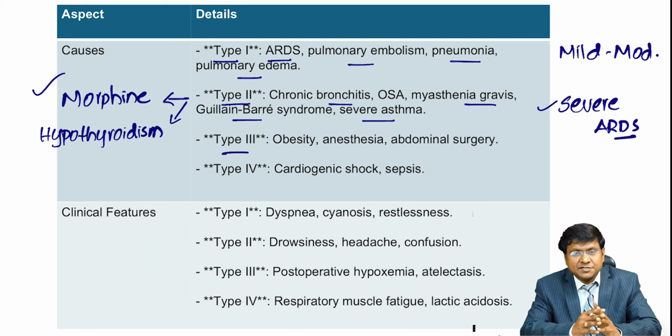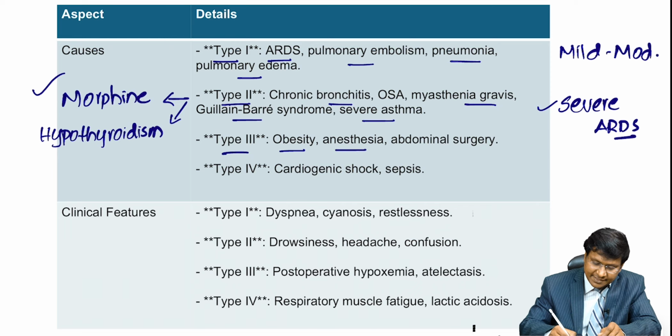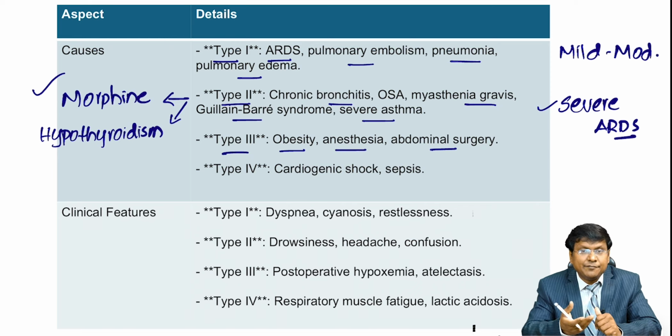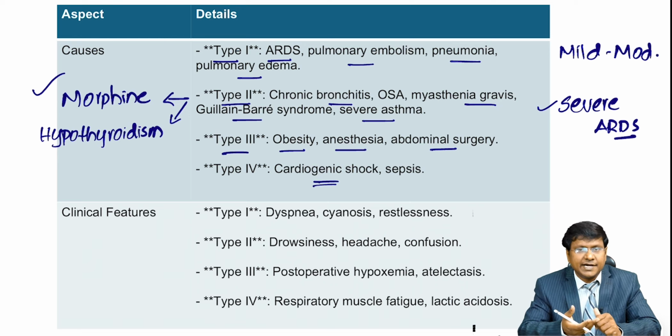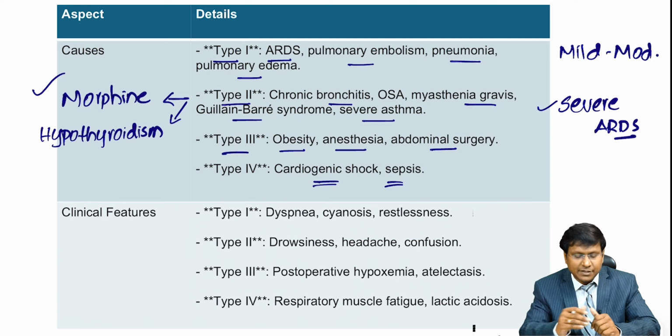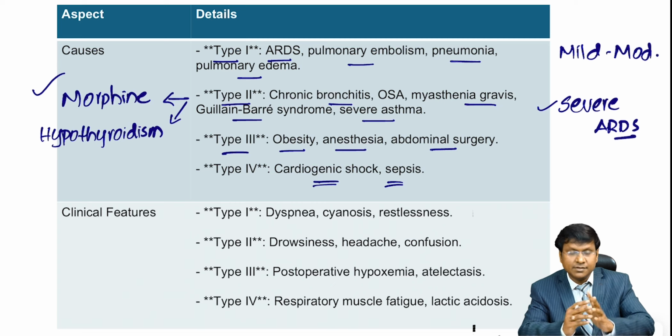Then coming to type 3 respiratory failure, as I have already said, it is perioperative respiratory failure, due to lung atelectasis. The etiology for type 3 will be obesity, anesthesia, and abdominal surgery. And type 4, as I have already said, is due to cardiogenic shock, where the respiratory muscle perfusion will be reduced. This cardiogenic shock could be due to coronary artery disease, or secondary to cardiomyopathies. Even in cases of sepsis, the respiratory muscle perfusion will be reduced, and that also constitutes type 4 respiratory failure. So this is about the types of respiratory failure, type 1, 2, 3 and 4.